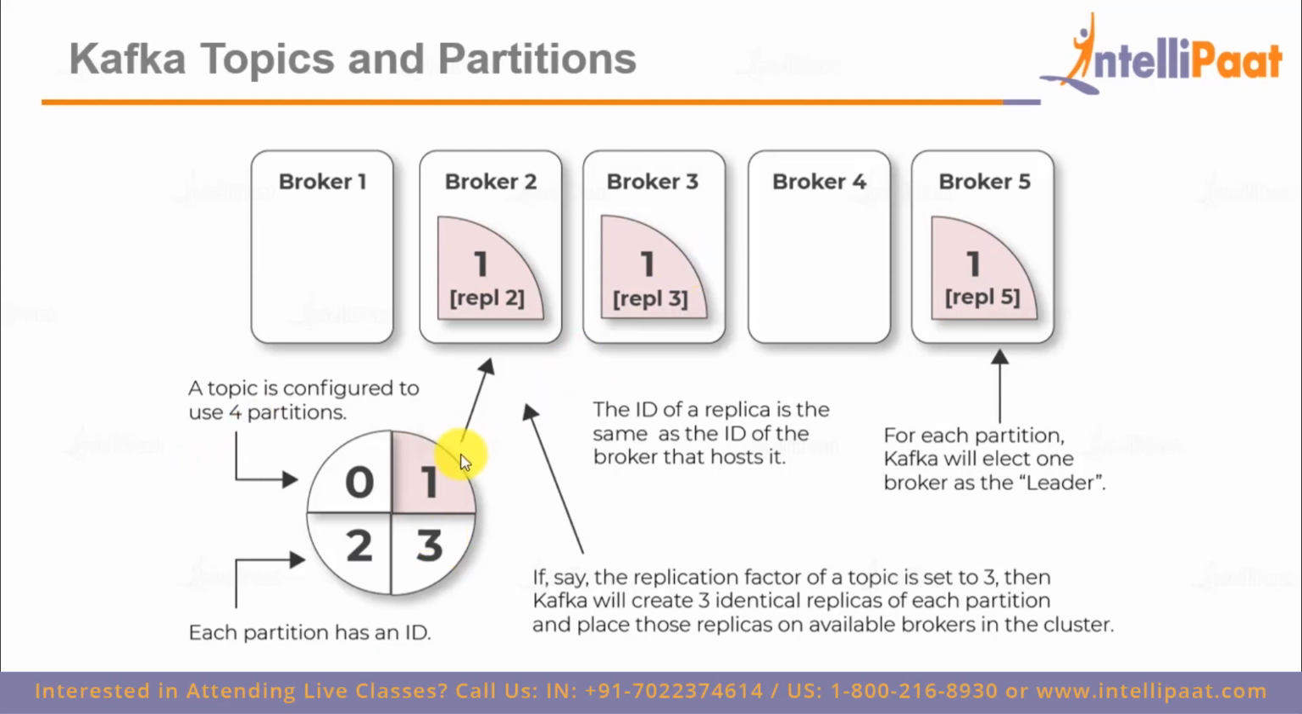So let's take this partition over here. Now, since the replication factor is set to 3, there would be 3 replicas of this partition over here. And the ID of the replica is the same as the ID of the broker that hosts it. So over here, the ID of the broker is 2, right? Since this is broker 2, that is why the ID of the replica will also be 2. So this is replica 2. Similarly, over here, this is broker 3, or the ID of the broker is 3, and that is why the ID of the replica will also be 3. Now after all this is done, for each partition, Kafka will elect one broker as the leader. And out of these 5 brokers over here, this broker has been elected as the leader. And if this broker fails due to some unfortunate incident, then one of these 2 brokers, either broker 2 or broker 3, would be elected as the leader, because this has a replica of partition 1, right?